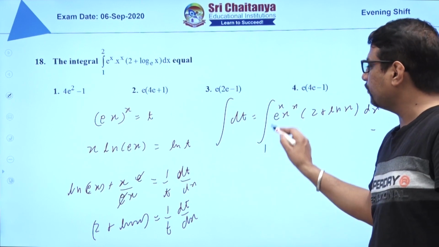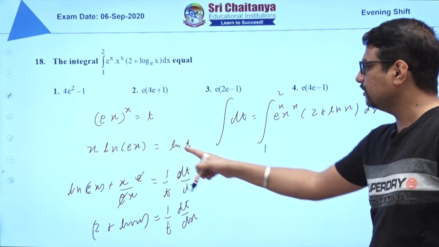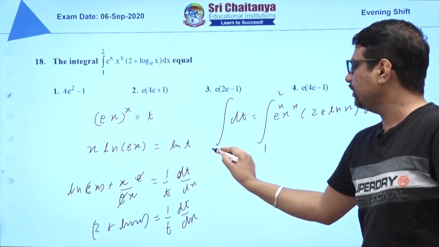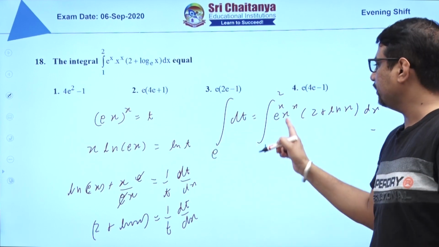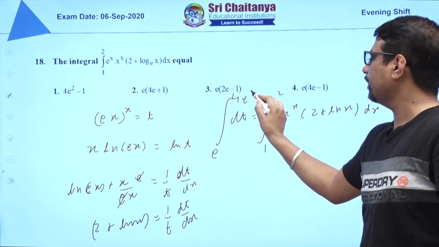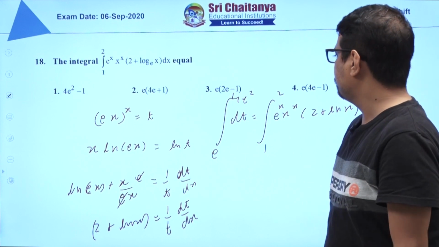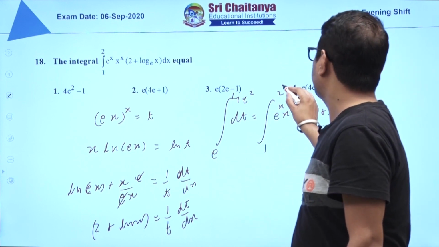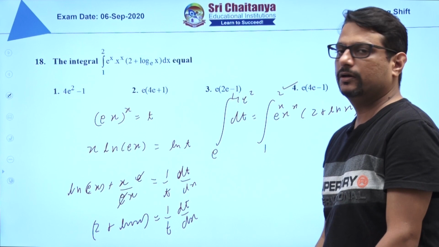So here the limits are 1 to 2. So when you substitute 1 here in this, you get what? You get e, and when you put x equals to 2 there, you get 4e square. So answer will be 4e square minus e. So 4e square minus e, fourth option will be correct.